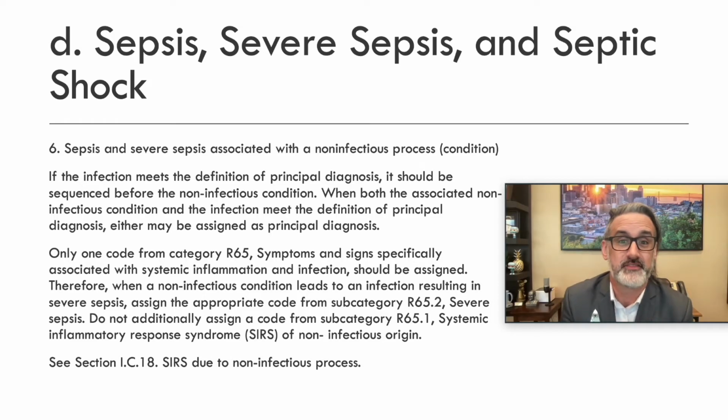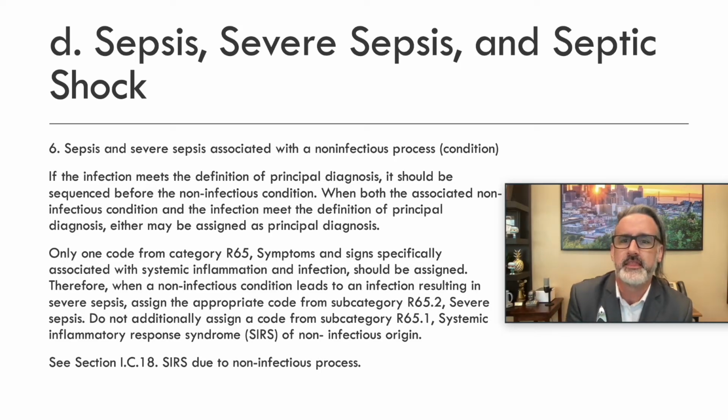Now if the infection meets the definition of a principal diagnosis, it should be sequenced before the non-infectious condition. When both the associated non-infectious condition and the infection meet the definitions of principal diagnosis, either may be assigned as principal diagnosis. Only one code from subcategory R65, symptoms and signs specifically associated with systemic inflammation and infection, should be assigned. Therefore, when a non-infectious condition leads to an infection resulting in severe sepsis, assign the appropriate code from subcategory R65.2, severe sepsis. Do not additionally assign a code from subcategory R65.1, SIRS, of non-infectious origin.